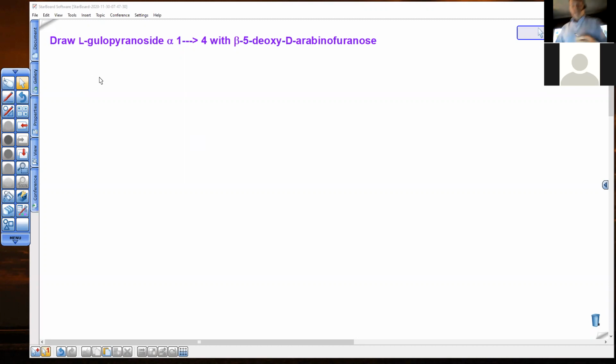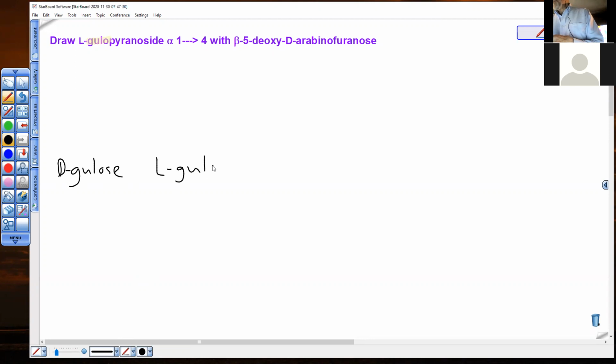All you need to know about L sugars is they are the enantiomers of the D sugars with the same name. So if you know how to draw D-glucose, which you do because you have the handout available to you, you find D-glucose, and right beside it, you're going to draw L-glucose, and you're going to follow all the steps that we just learned.